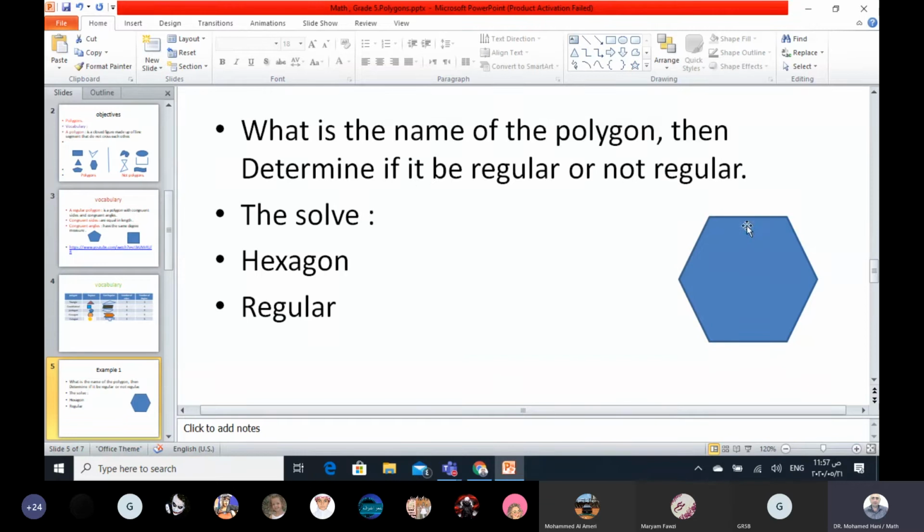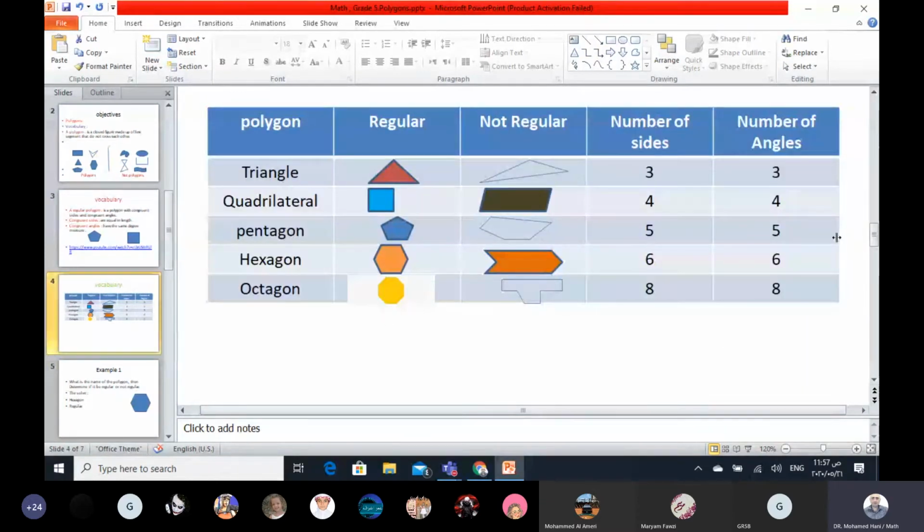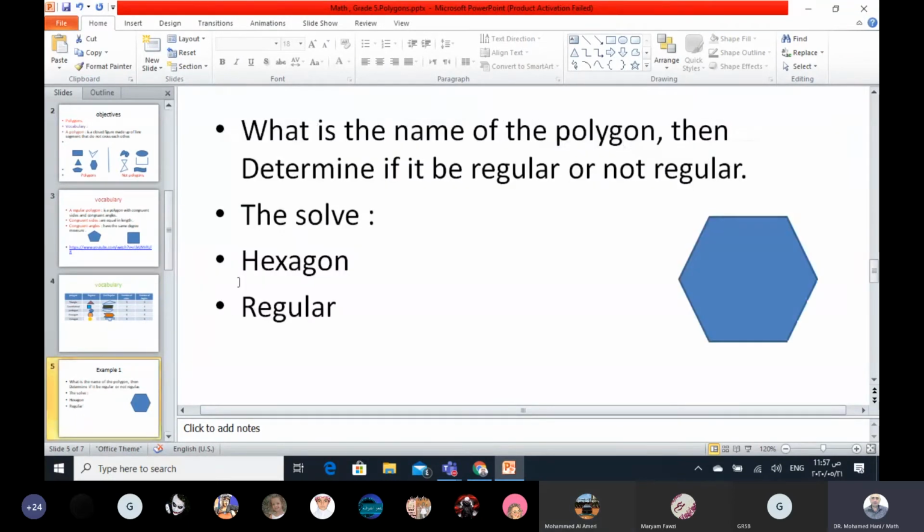As you see here, count how many sides you have. 1, 2, 3, 4, 5, 6. When you have 6 sides, what is the name? Hexagon. When you have 6 sides, the name will be hexagon. So the name of this figure will be hexagon.